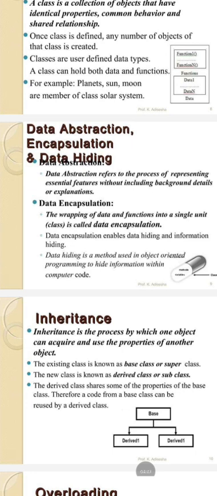Next one, data hiding. Data hiding means restricting access to certain parts of the program. This is done using access specifiers like private, public and protected.